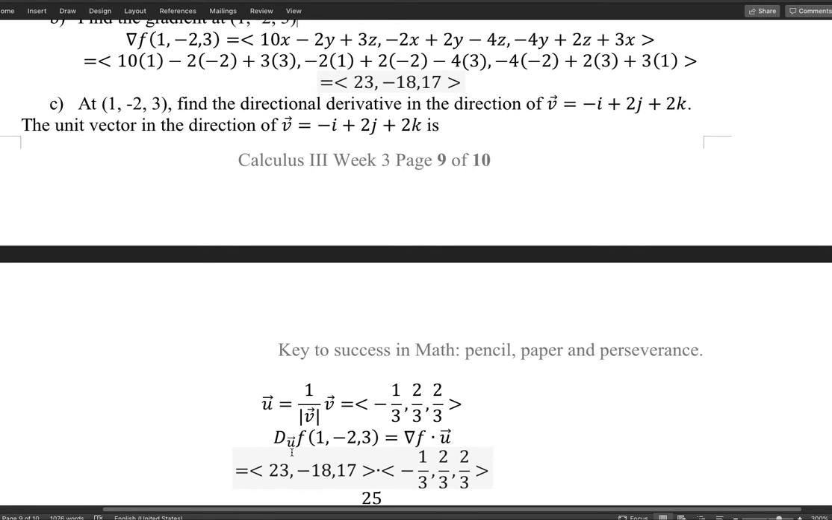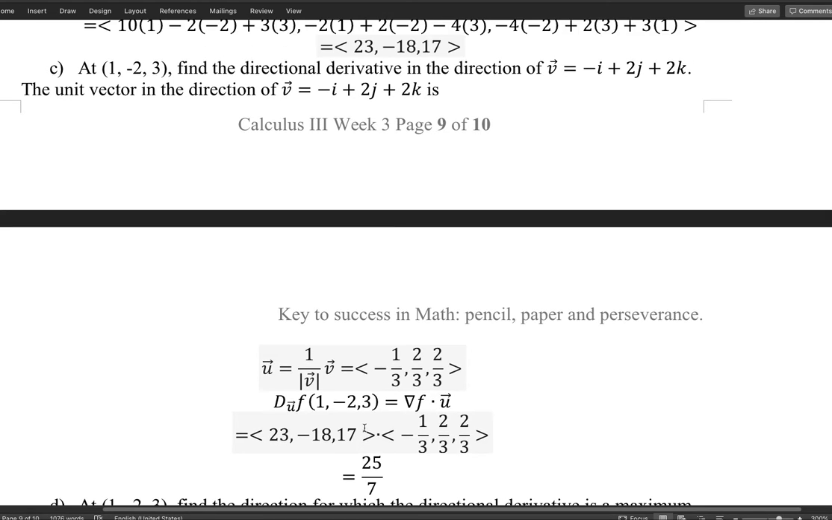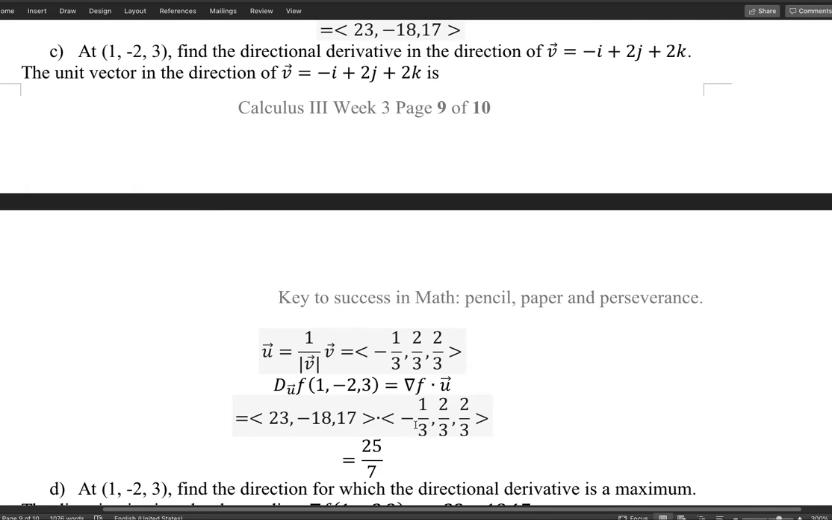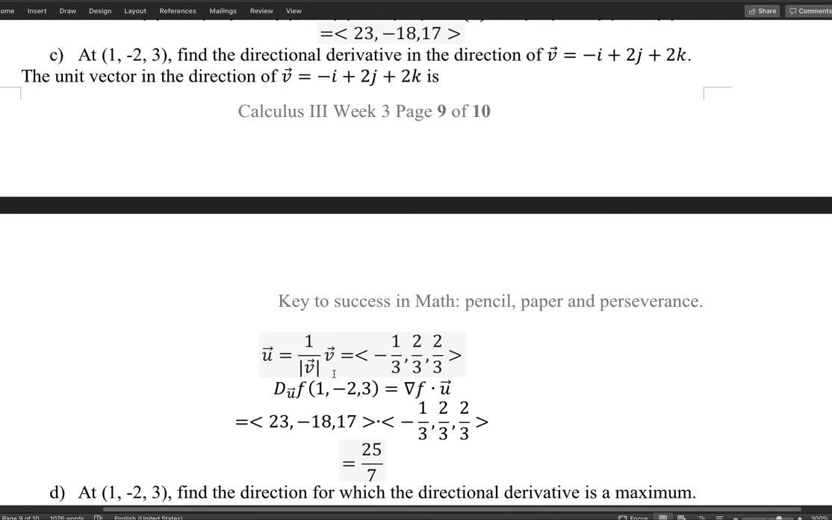And then the directional derivative at the single point is the gradient at the same point dot with the unit vector as the direction. So this is what I have, the gradient as we calculated in part A, and the direction. I think I added them together, that's 25/7. Directional derivative, okay.